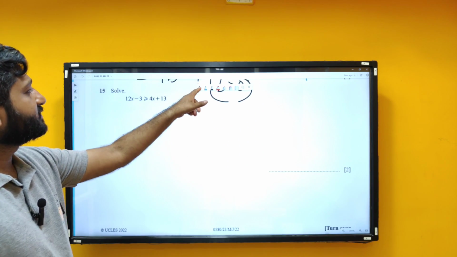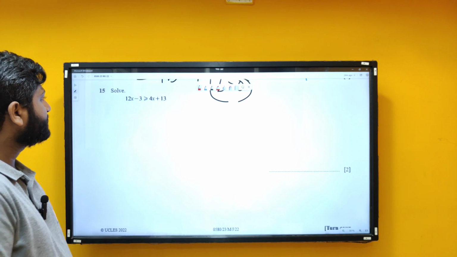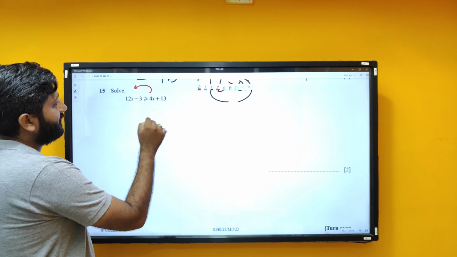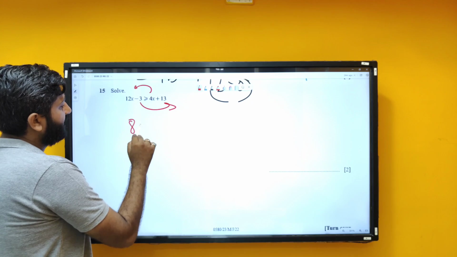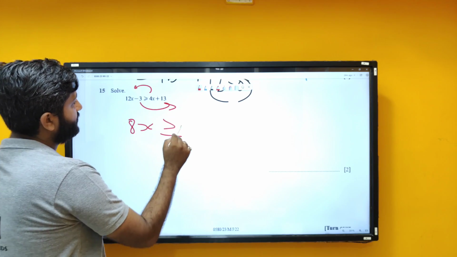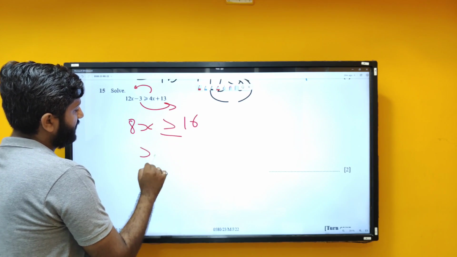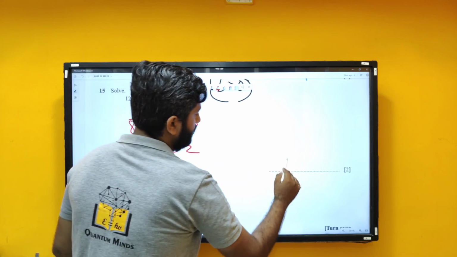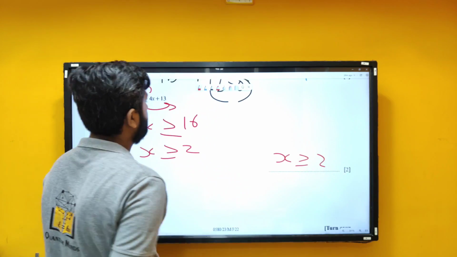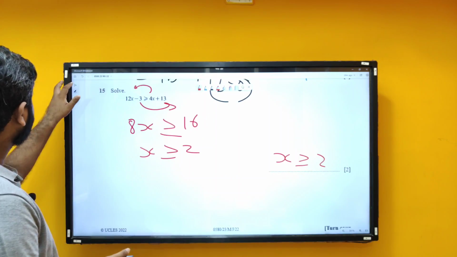Next, factorize. Okay, so let me factorize. If I bring 4x here and minus 3 here, so I have 8x more than or equal to 16, x more than or equal to 2. So we have x more than or equal to 2.